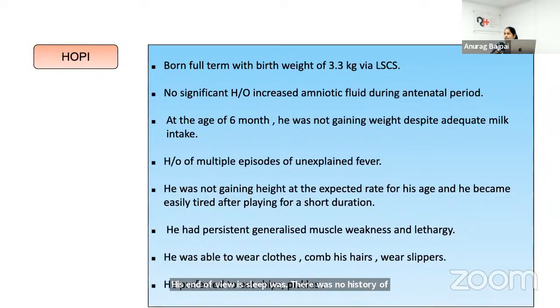Just hold on. You have a child who has basically failure to thrive. Along with that, you've given a history that there are multiple episodes of unexplained fever. So right, sir, a boy who has got failure to thrive and recurrent episodes of unexplained fever, what would you think of?